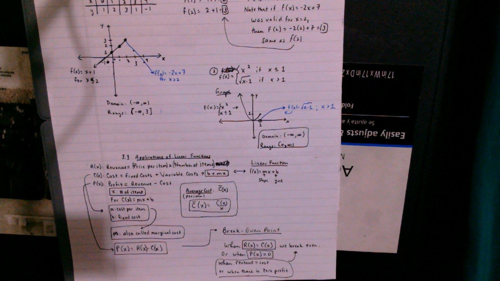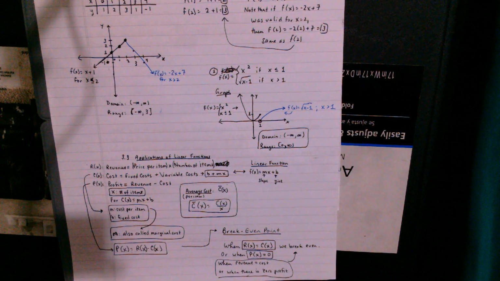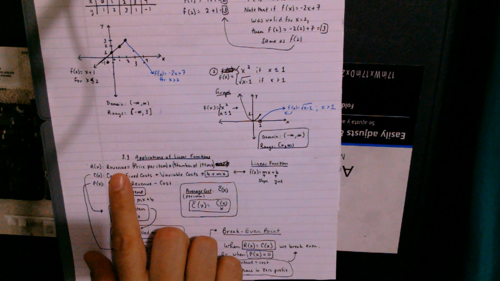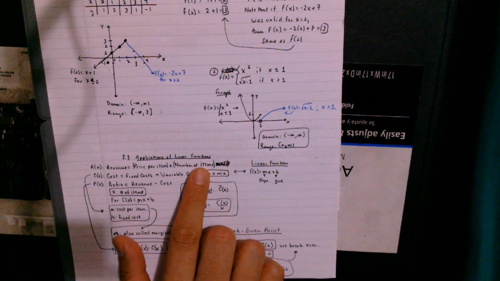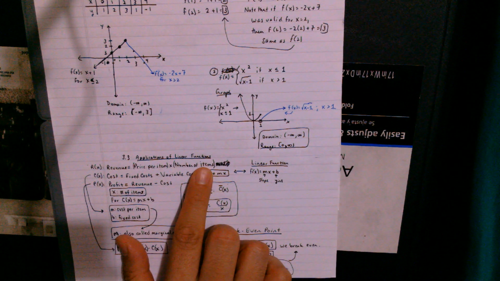Now, applications. Linear functions have some applications in business, and I'm not going to look at anything too fancy, but in chapter 3, section 3, we're talking about revenue. Revenue is essentially how much you sell each item for and how many items you sell: the price per item times the number of items.